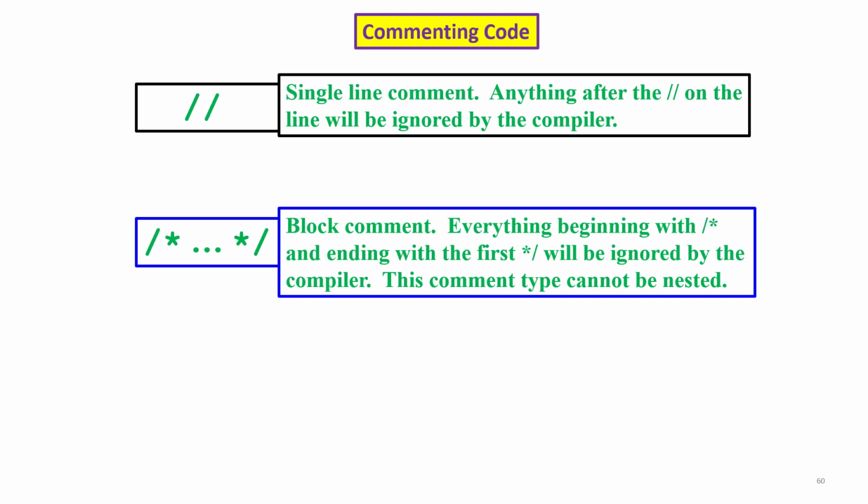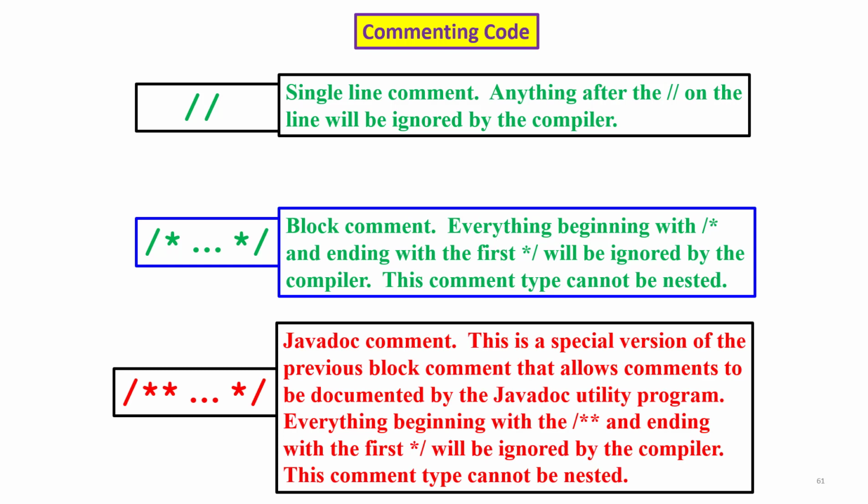This is the format for a block comment. Everything beginning with the slash asterisk, and ending with an asterisk slash will be ignored by the compiler. This comment type cannot be nested.